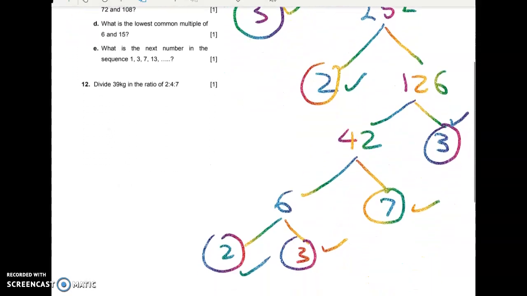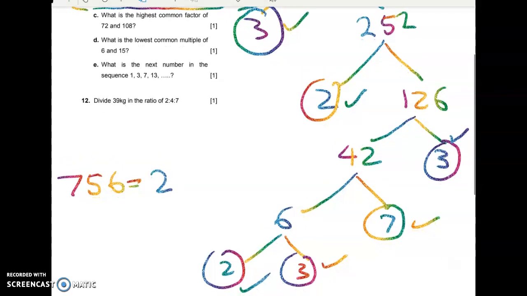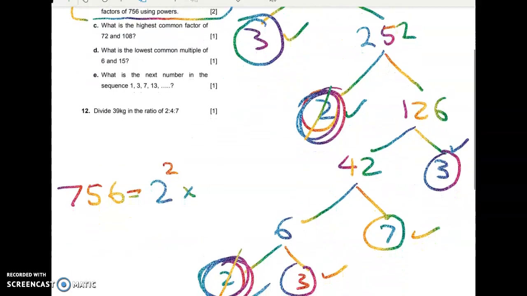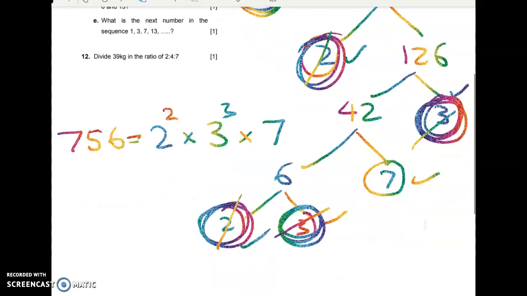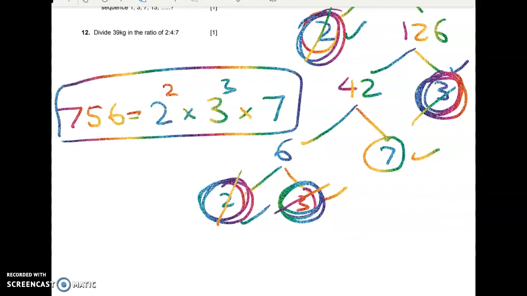Now, we're going to write that as the product of prime factors. So I'm going to do that using exponents. So we get 756 is equal to 2. Right, how many 2's did I have? I've got 2 here, and I've got 2 here. So that's 2 squared, 2 to the power of 2, times, what's left? 3 times 3 times 3. So that's 3 cubed. And the last one left is times 7. Right, now I'm going to check this by multiplying out.